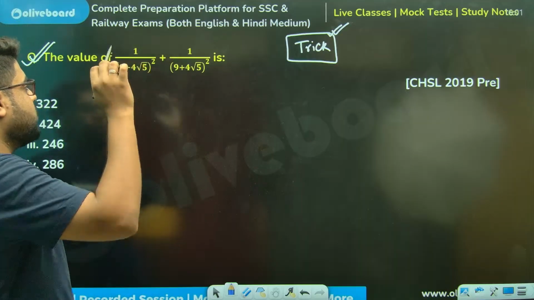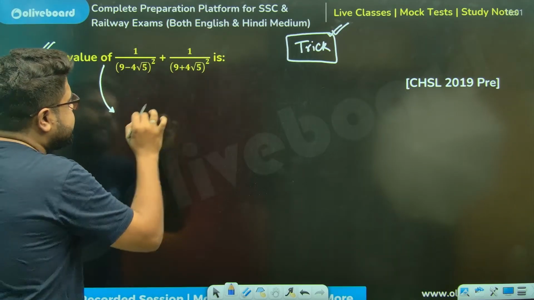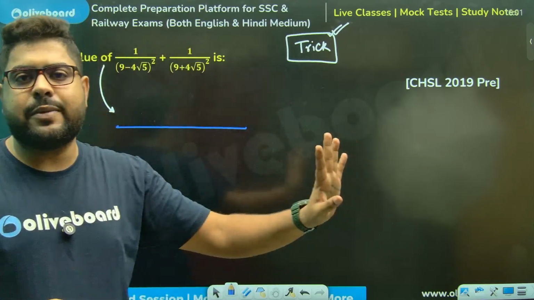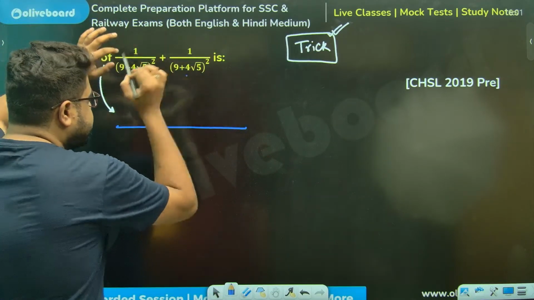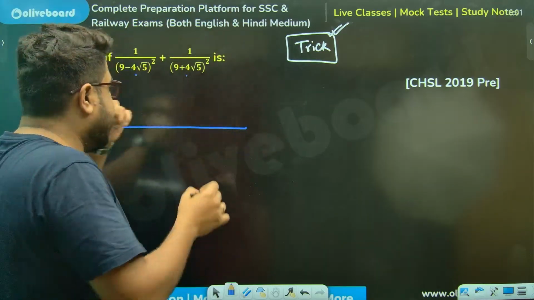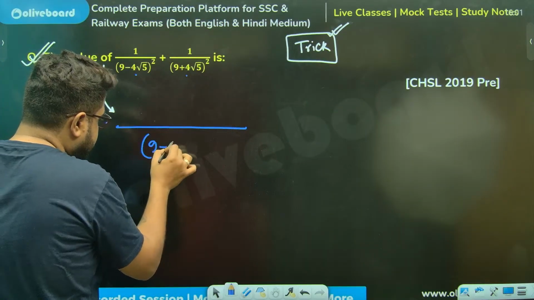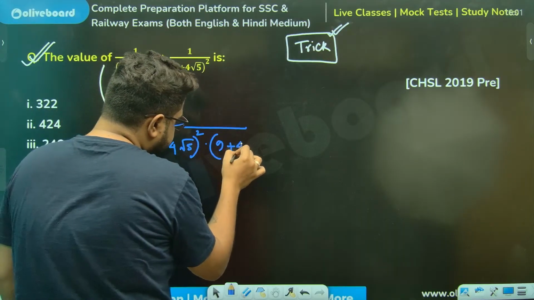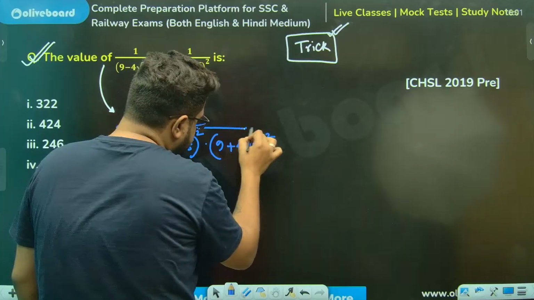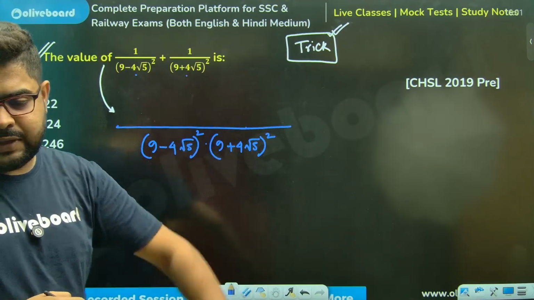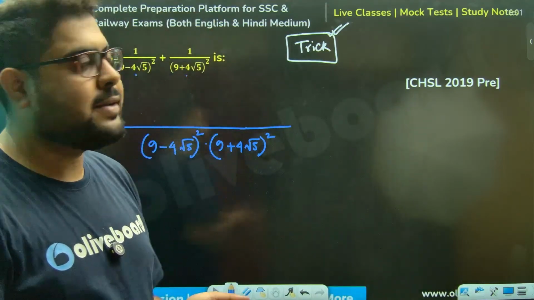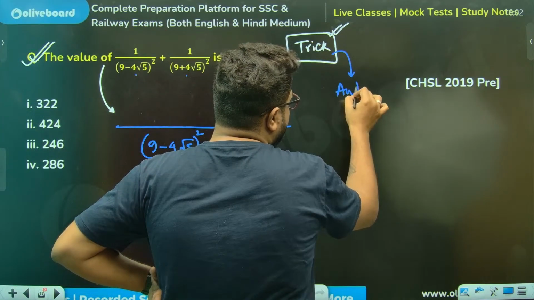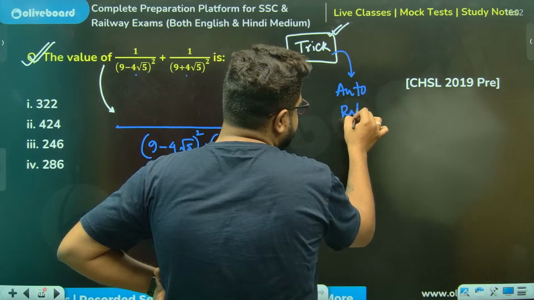Think carefully. Sir, if I do the LCM, if I try to add them like this, what will the LCM be? Sir, this into this. You see, the LCM itself will be this thing into this thing. Yes or no? Can anyone tell me what is happening here? The trick is, you see, these are getting auto-rationalized.